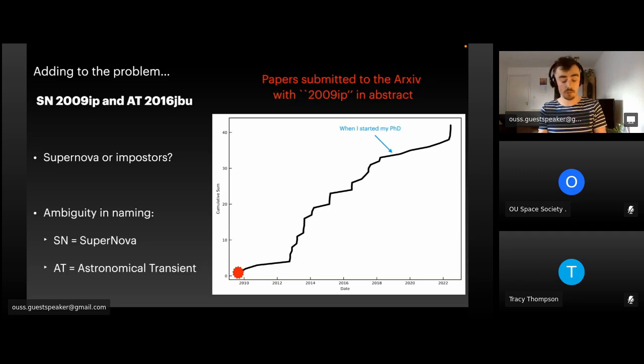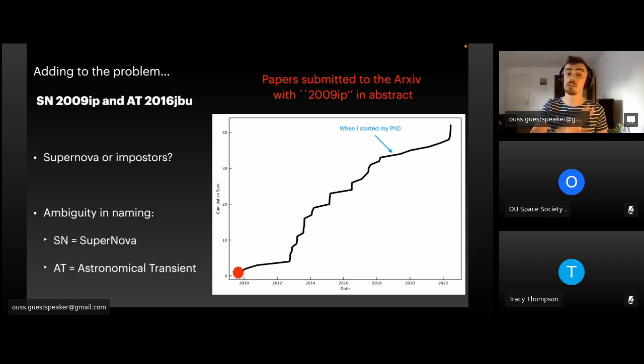SN stands for supernova, when it is initially classified as a supernova, and AT is astronomical transient. These are basically anything else that's not a supernova, something that gets bright on a very short time scale, such as a tidal disruption event or a compact merger, but I won't get into that.